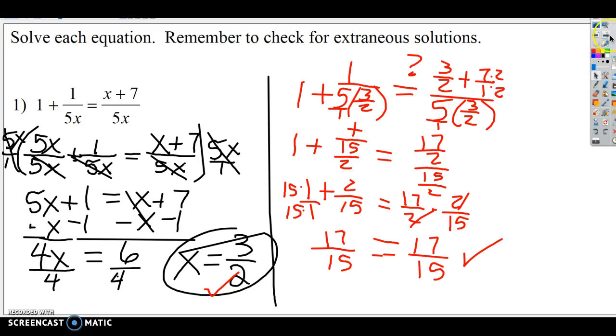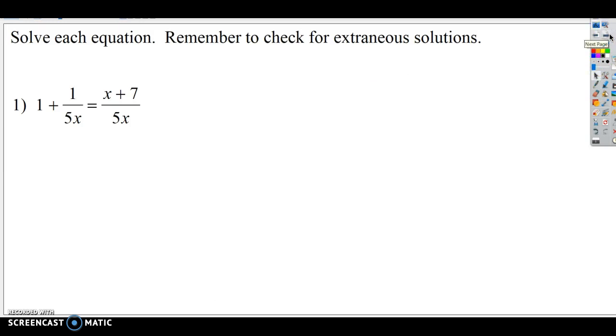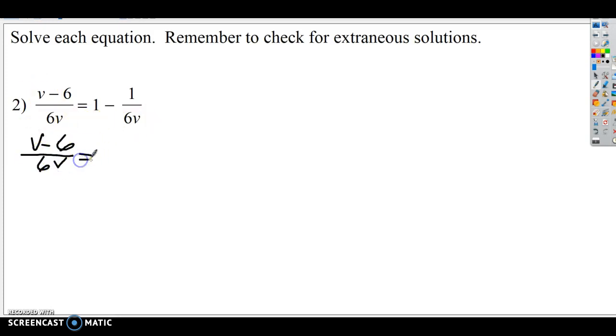Okay, let's see if we can look at another problem here. Alright, so what would our common denominator be? Our common denominator is going to be 6v. Okay, when it has a 1 there, that's easy because we can put anything over itself and it still equals 1. So this one's kind of easy like the last one. So we're going to have v minus 6 over 6v. That one doesn't change. It already has the denominator that we need.